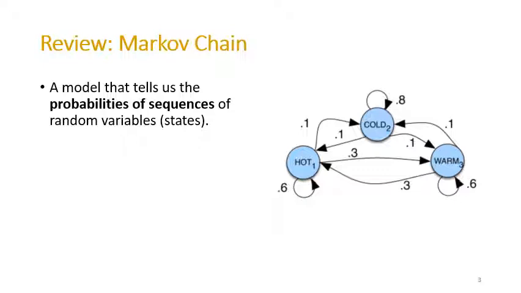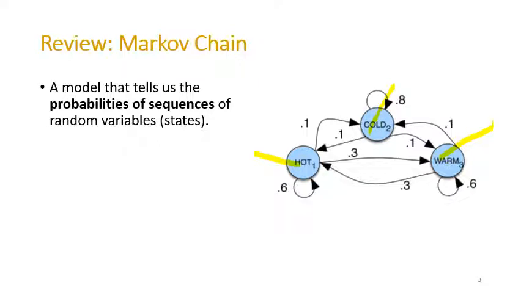if you think about Markov chain. Markov chain can be said as a model that tells us the probabilities of sequences of random variables, or you can call it states. For example, there are 3 states of weather. The weather can be hot, the weather can be cold, the weather can be warm.